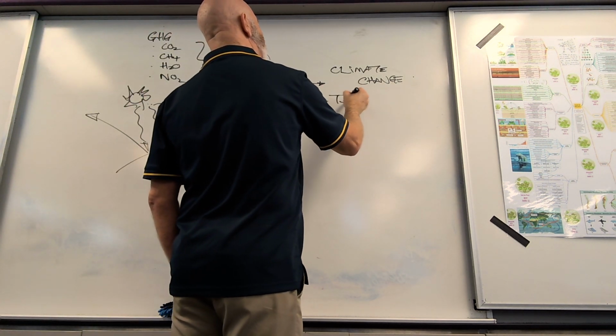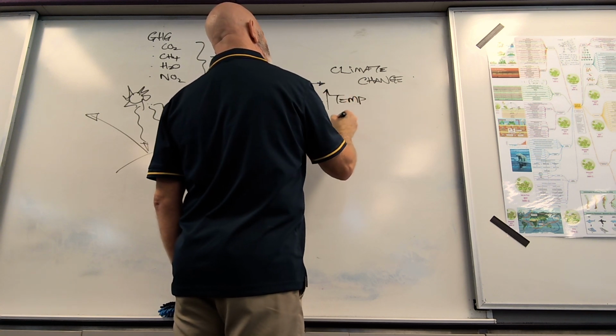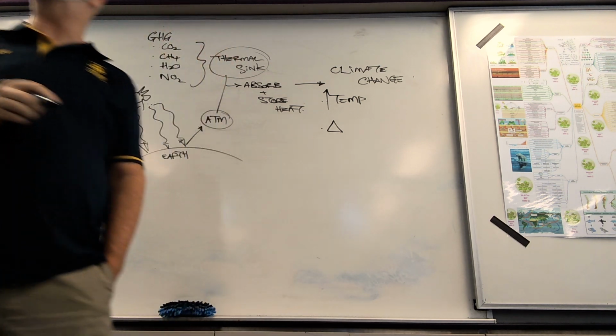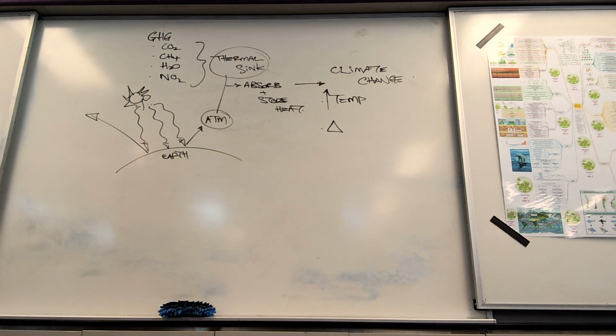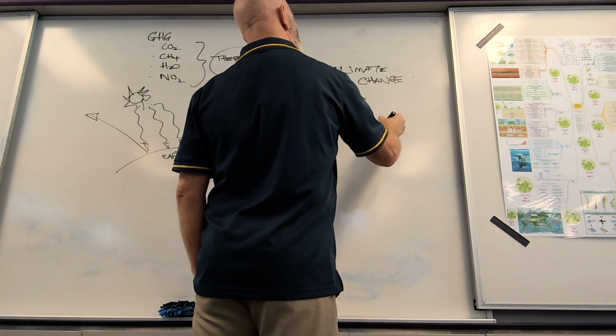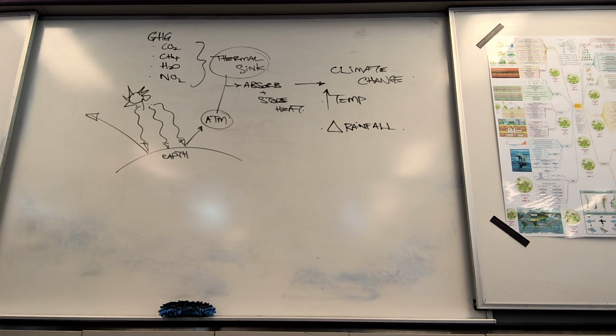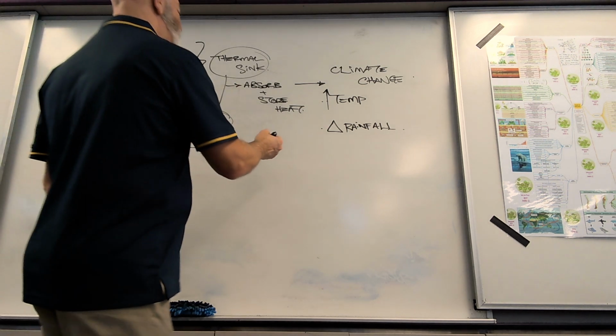So the first one to talk about is temperature. We're going to get an increase in temperature, but then we're also going to get a change. Triangle means change. Going to get a change in rainfall patterns. Climate change just means they're changing. Some people think that climate change means it either has to be raining all the time or has to be drought all the time. It doesn't. It just means the patterns are changing.